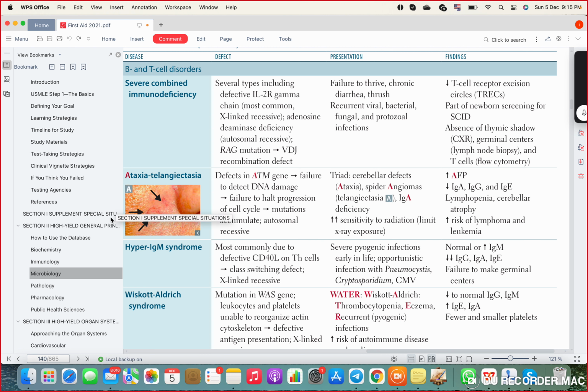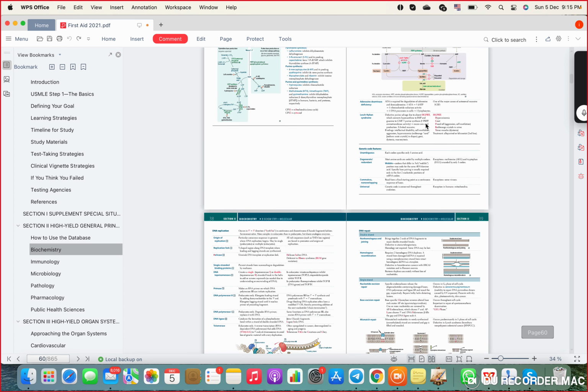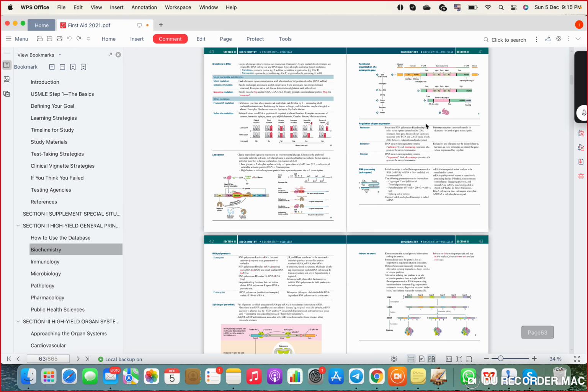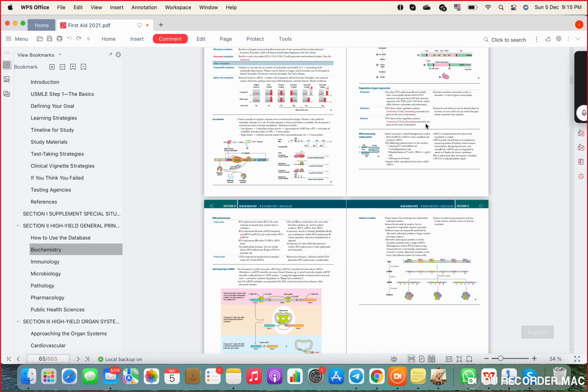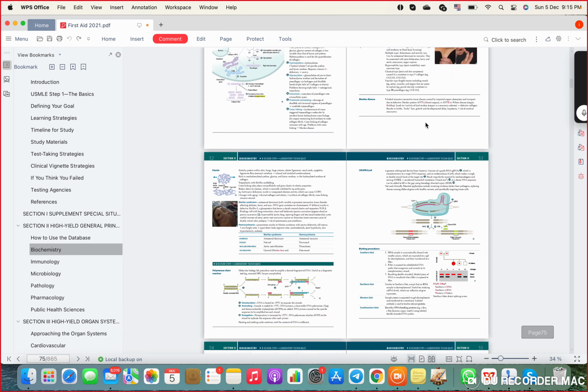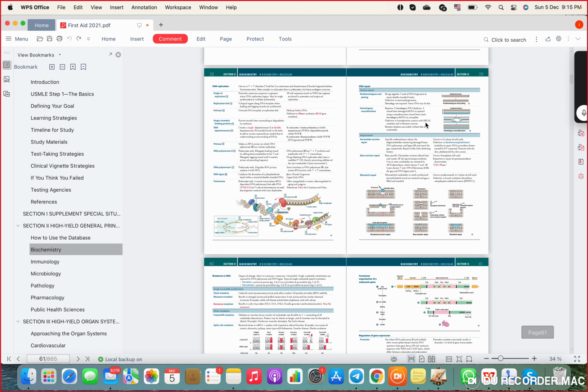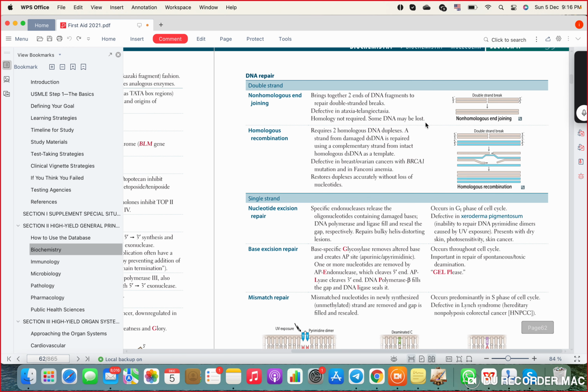Okay, I will give you a trick to remember it. It's non-homologous end joining, double strand. But how to remember that? Because, you know, it's easily forgettable. I get it, but there is always a way. Let me show you the way. It's of my invention.